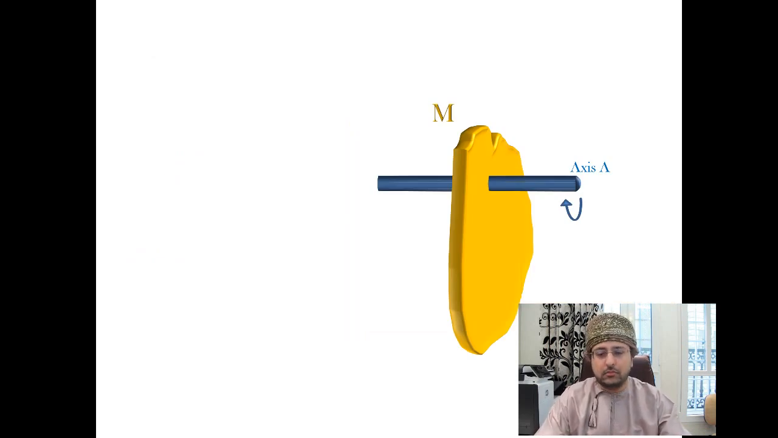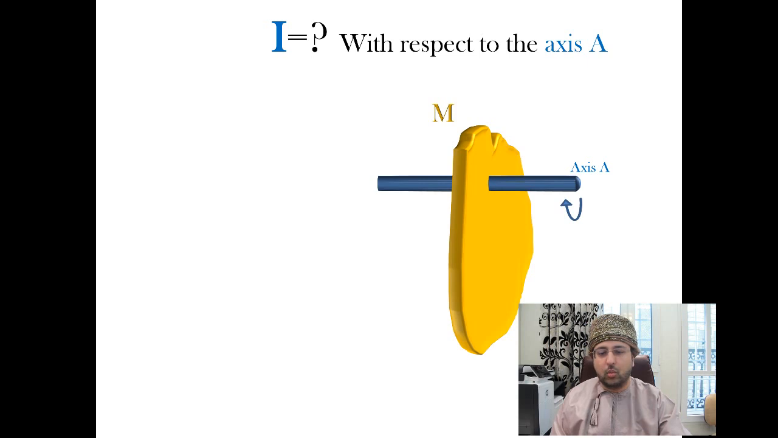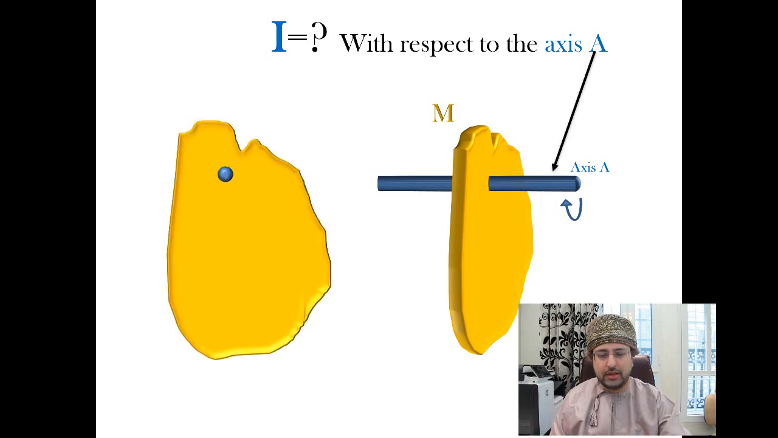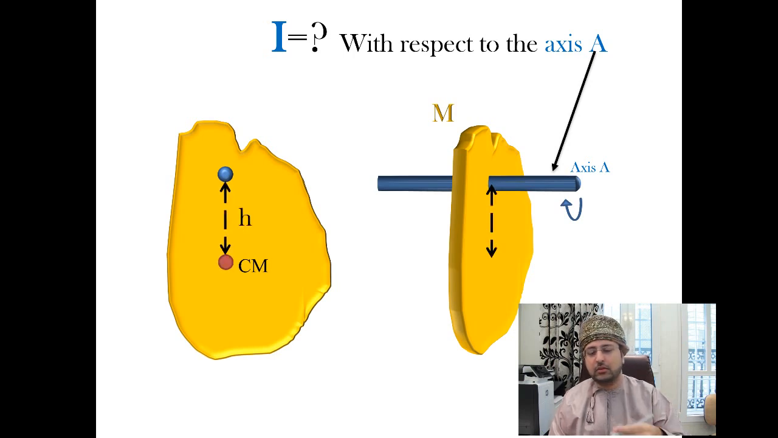Okay, here's some weirdly looking object with total mass m, and it's rotating about axis A. What is I with respect to axis A? We don't know. Looking at it from a different angle, yeah, still not very helpful. Okay, what if we found the center of mass? And we say that axis A is a certain distance from the center of mass.